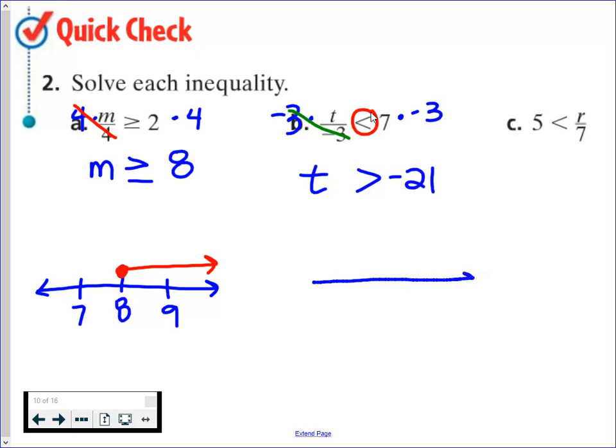It actually makes a huge deal on your graph if you don't flip it, because you will be going the wrong way than everybody else. Oops, my mistake. It was supposed to be negatives. Open circle. t is greater than. Pause if you need to catch up.